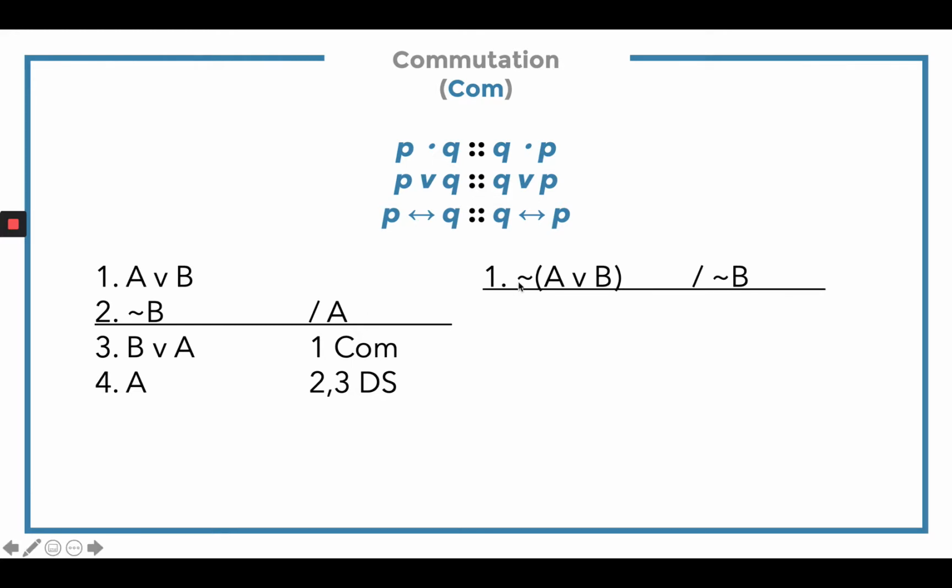Here's another one. I've got tilde, parentheses, A or B. I'm trying to get not B. Okay, so here you're like, what am I going to do? Fortunately, we've learned De Morgan's already. If we have a tilde out in front of parentheses with an or or an and as the main operator, we can take that tilde, distribute it to both sides, and then switch the operator. So that's what we're going to get: tilde A and tilde B, and that's De Morgan's.